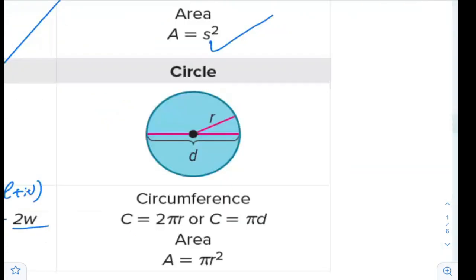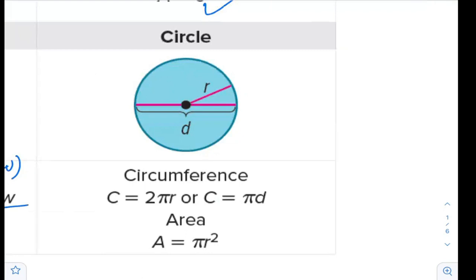Now moving to the circle, which is not a polygon, we are going to study the circumference اللي هو محيط الدائرة. The circumference محيط الدائرة is 2 pi r. You will use pi as 3.14. r is the radius of the circle, نصف القطر.